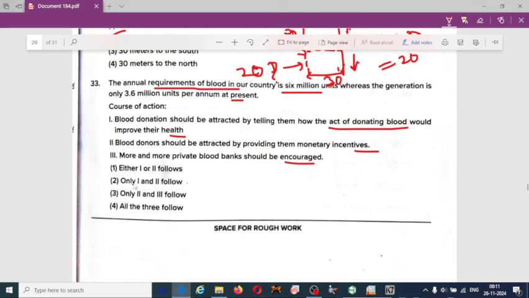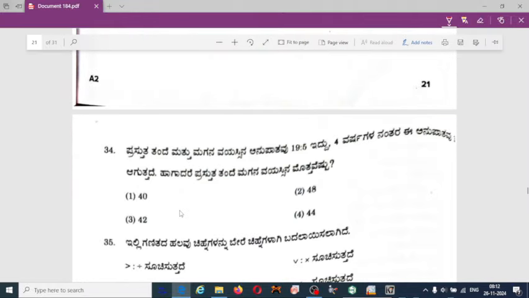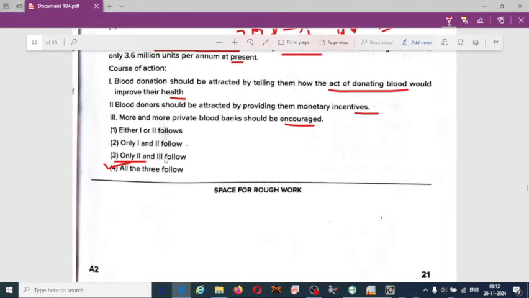Here all are actually correct, all the options. We can't say only 2 and 3 are correct, but our first one is also given the priority of health. So fourth one, all the three follow. 1 and 2 obviously they are correct, but first one is also included.